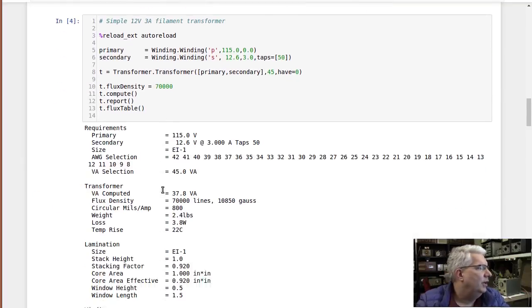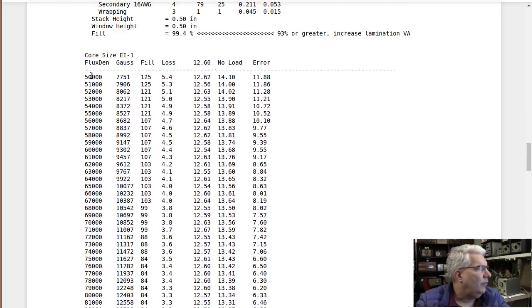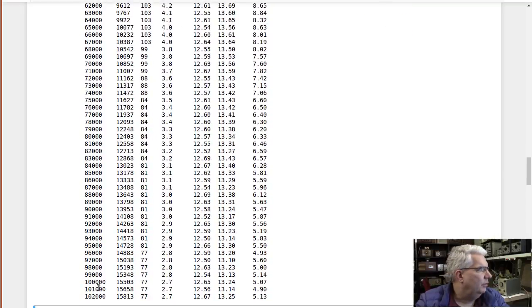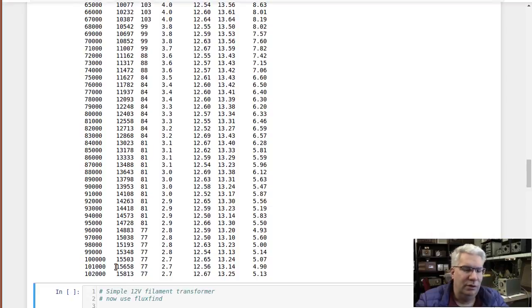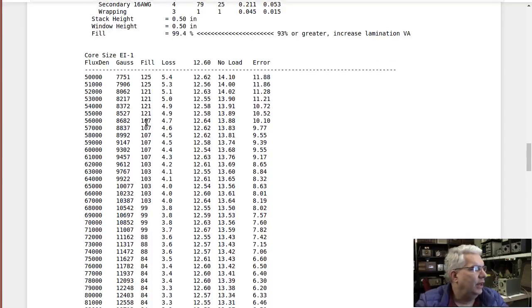So if we run this, we come down here, and underneath this, this scans from 50,000 flux density up to 102, which equates to 15.8 kilogauss. And if you look at this, you can see that low flux density requires more turns, which fills our bobbin. So up here, our percentage is really high, so we cannot do that. This is 125%. So our bobbin's really big. It won't fit in the window.